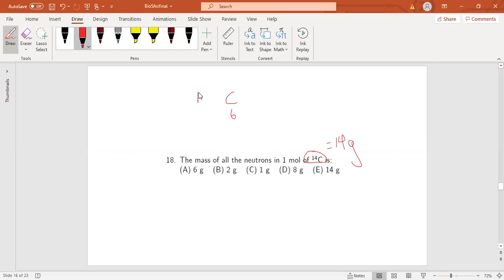If you look on the periodic table, you see boron has 5, carbon has 6, nitrogen has 7, right? In this case, we have 6 protons. And if we have 6 protons, that means the remaining of our mass would be neutrons. So 14 minus 6 is 8. So 8 grams would be neutrons. So our answer choice in this case is D.